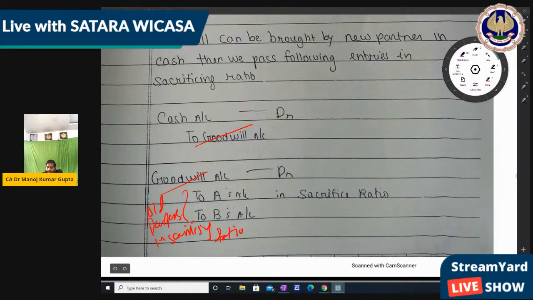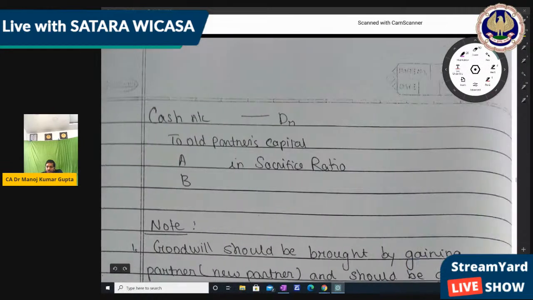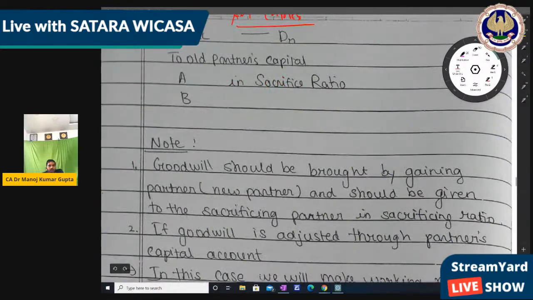Next, cash account debit to old partners' capital accounts in sacrificing ratio, that is the net entry. You can pass any one. Note: goodwill should be brought by the gaining partner, the new partner, and should be given to the sacrificing partners, that is, the old partners in sacrificing ratio, right?